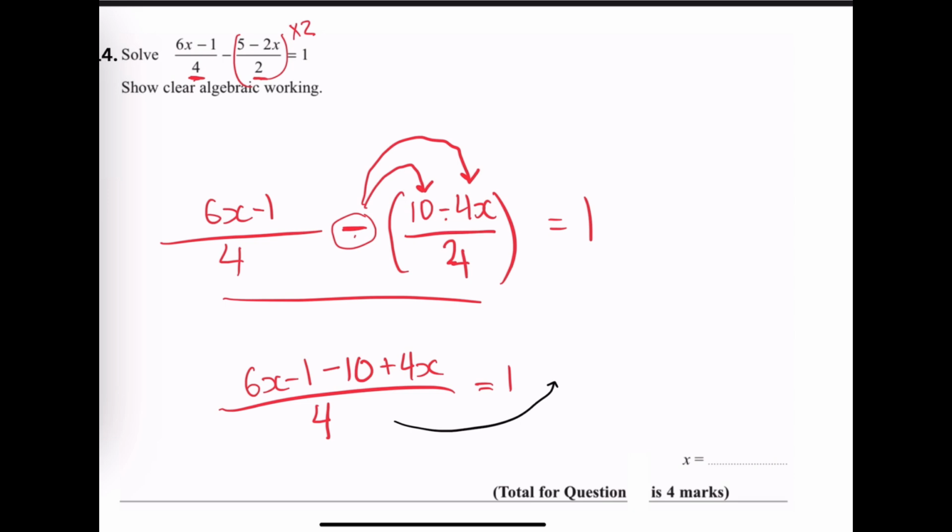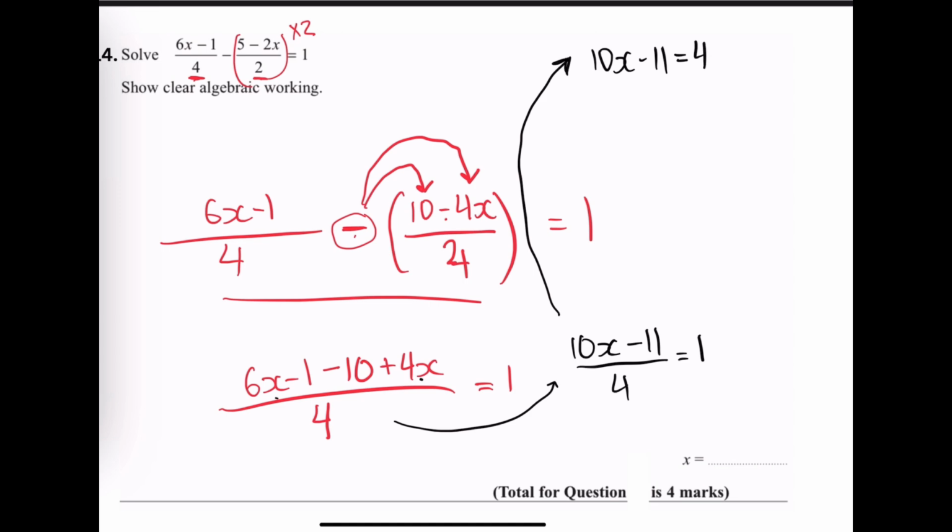Now we can go ahead and just take them out. So we'll just do 6x plus 4x, that is 10x minus 11 over 4 equals 1. Now we can continue it over here. Always make sure, even if it is really messy, that you put some arrows or something so the examiner can clearly see what your thought process is. So it'll be 10x minus 11 equals 4, since we put this to the other side.